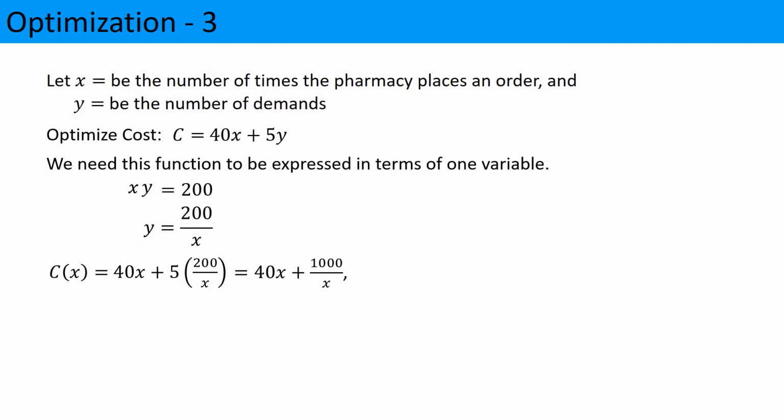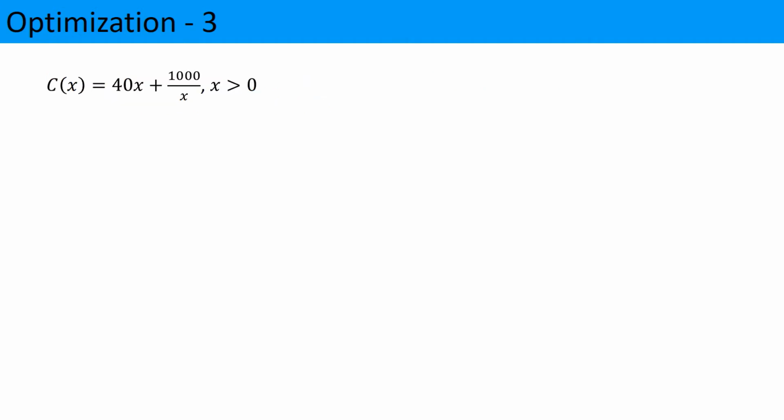We need to now specify the domain. Algebraically, X cannot equal 0 because that allows for a 0 in the denominator. And for this real-world problem, we need a real-world constraint. The number of times the pharmacy places an order cannot be negative, so we write that X is greater than 0. We need to optimize the cost function C of X equals 40X plus 1,000 over X for X greater than 0. With cost, optimize means minimize.